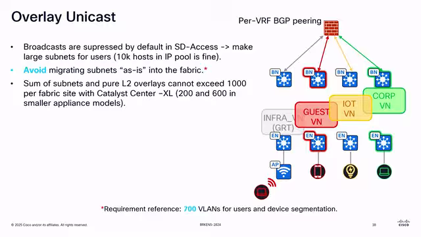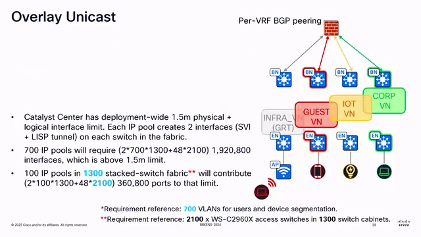Why not to migrate? Well, because there is another problem. So Catalyst Center, as an appliance, has a deployment-wide limit of 1.5 million managed interfaces. That includes logical and physical. All right? You might think that 1.5 million is a very large number, but let's do quick math. So we have our 700 subnets, and I forgot to say that when you're creating a subnet in SDA, it creates 2 logical interfaces per switch. One is Anycast gateway, that's an SVI. Another one is the LISP tunnel interface to do the lookups.